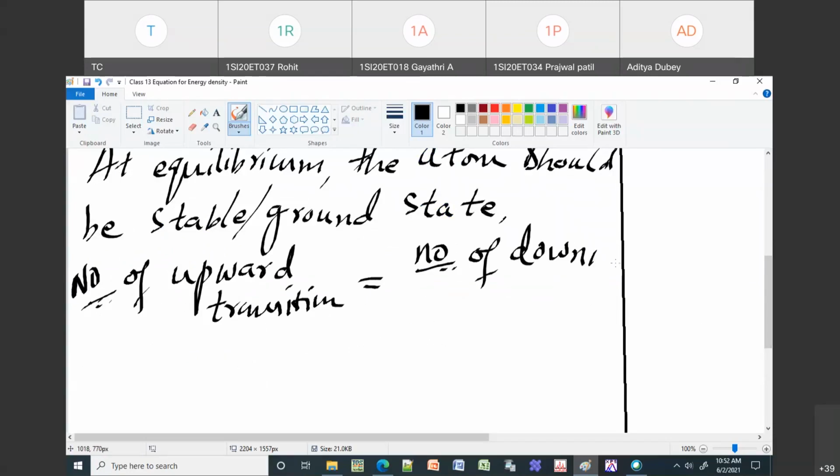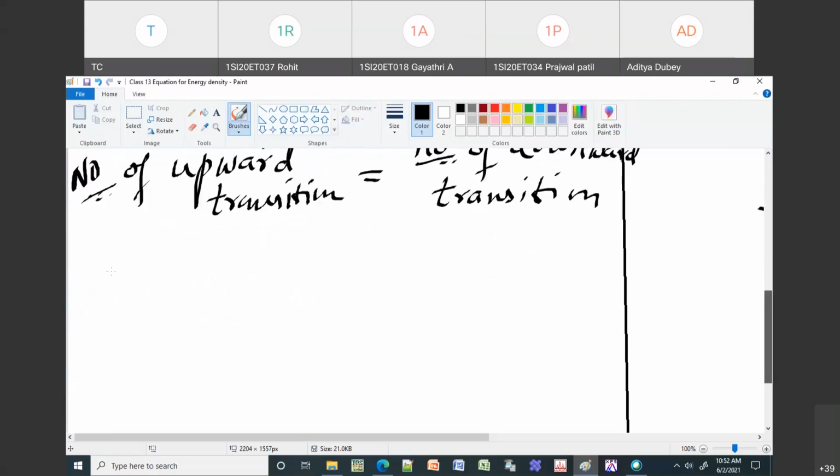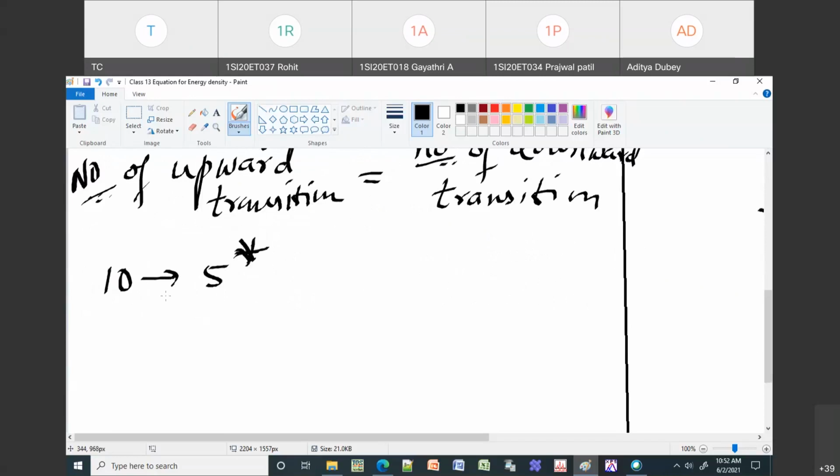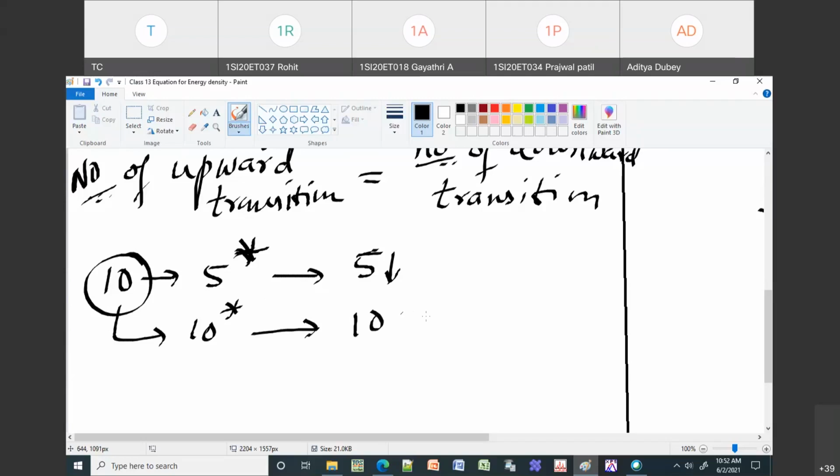So if I take 10 atoms, and I make 5 atoms go to the excited state, then if I want all 10 atoms to be in ground state, you should have 5 atoms undergo downward transition. Only then will all the 10 atoms be in ground state. Or if I make all the 10 atoms go to the excited state, then all these 10 atoms have to come down to ground state. Only then can you have all 10 in stable or ground state.